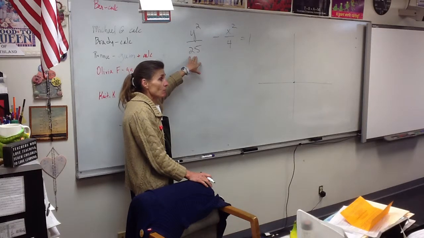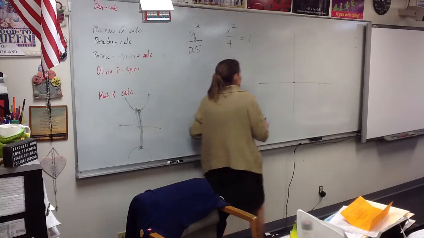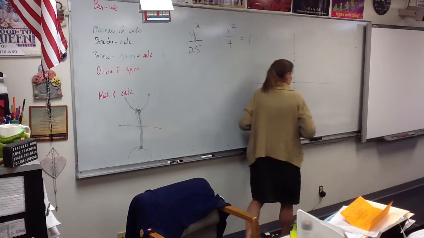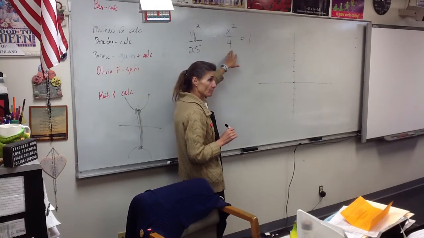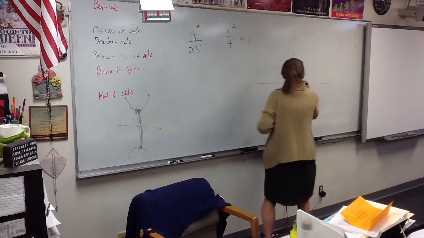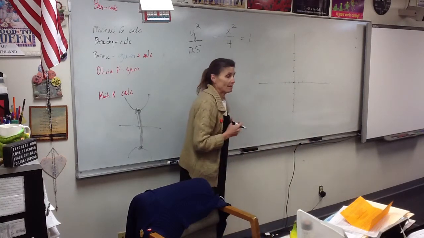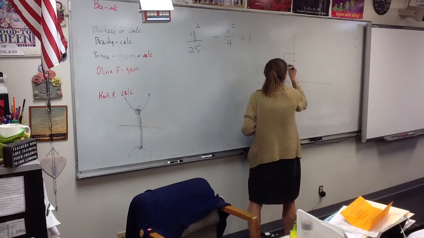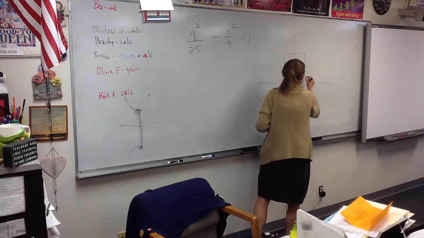Up and down 5. Why is it up and down? Because it's under y. So 1, 2, 3, 4, 5. What does this tell me? Left and right 2. Now, what do I do with that? Draw a box, a rectangle. It doesn't have to be perfect, just do your best.